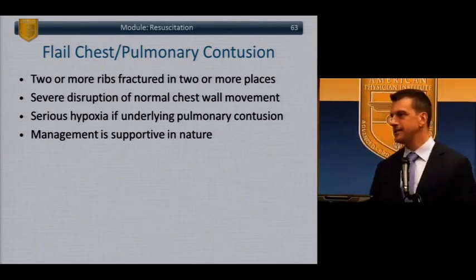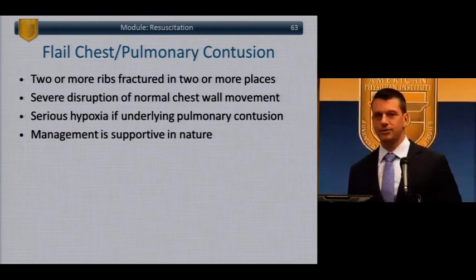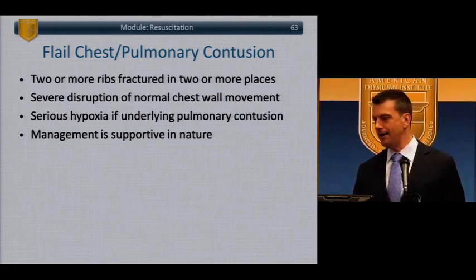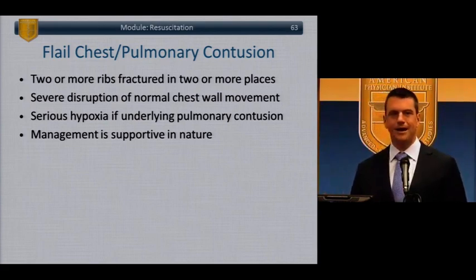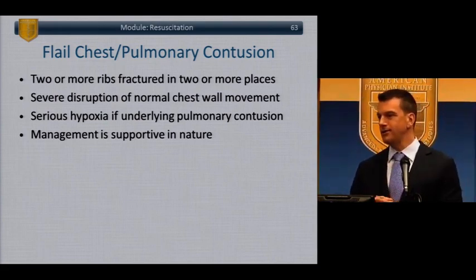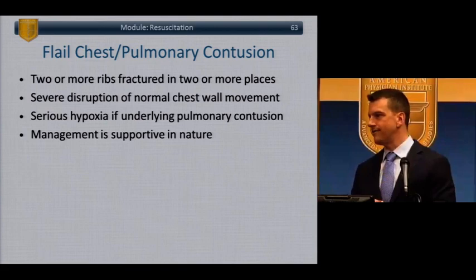Flail chest and pulmonary contusion. A flail chest is a segment of the chest wall where you've had more than 2 ribs broken in more than 2 spots. So you have one segment that moves paradoxically with the rest of them. This can be a damaging and troublesome injury because if you've taken enough force to break that many ribs in that many spots, the underlying pulmonary contusion is probably the most severe effect here.